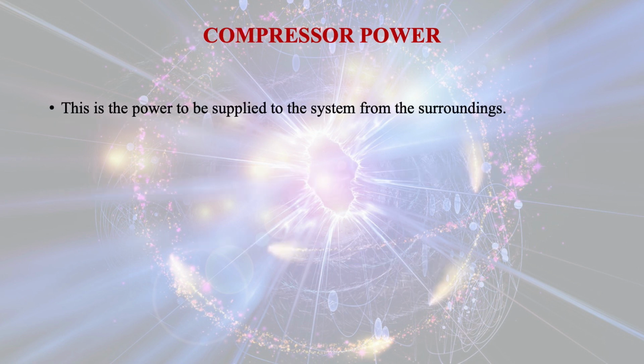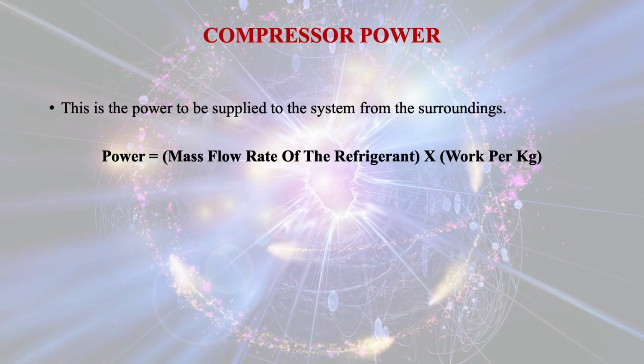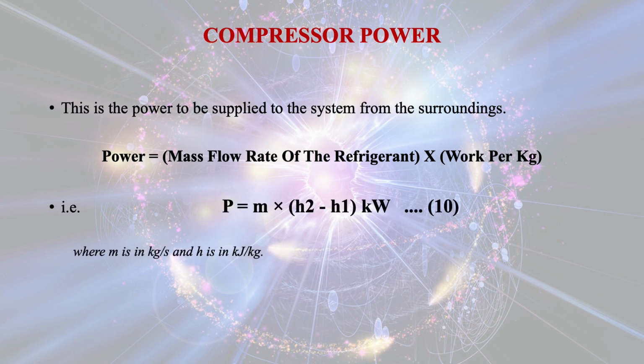Now compressor power. This is the power to be supplied to the system from the surrounding. So compressor's work is equal to h2 minus h1, because it is a process from state 1 to state 2. So power is equal to the mass flow rate of the refrigerant multiplied by work per kg. So power is equal to m multiplied by (h2 minus h1), and unit is kilowatt, where m is in kg per second and h is in kilojoule per kg.